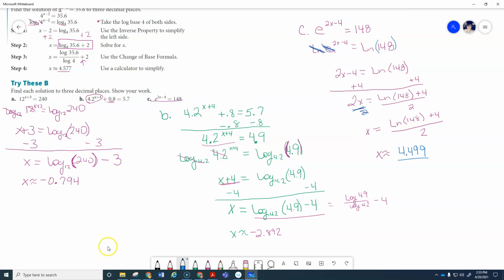Next we're going to do solving log equations.